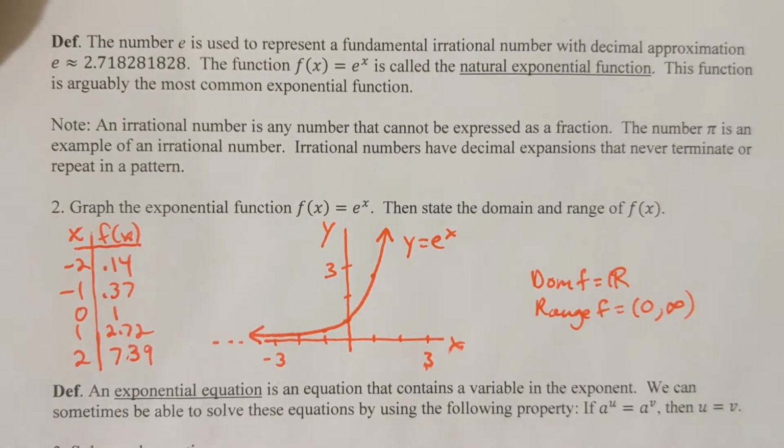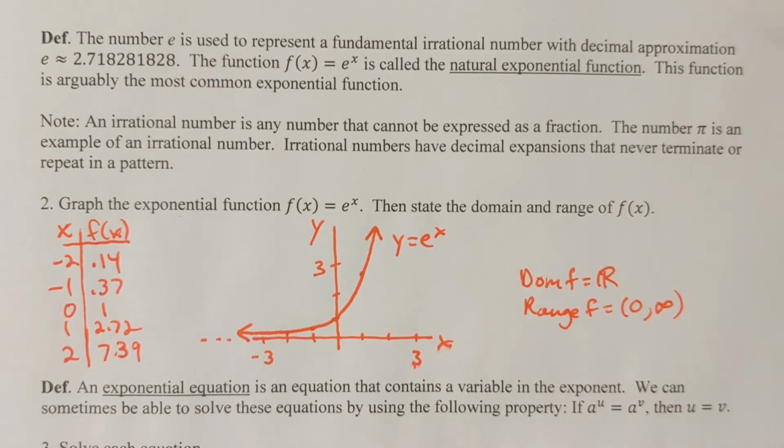The next thing to talk about is, we're going to have to be familiar with the number e. Here's a definition. The number e is used to represent a fundamental irrational number. E is roughly 2.72 if you go to the nearest 2 digits. I've gone out quite a bit though. The function f of x equals e to the x is called the natural exponential function. And this is arguably the most common exponential function.